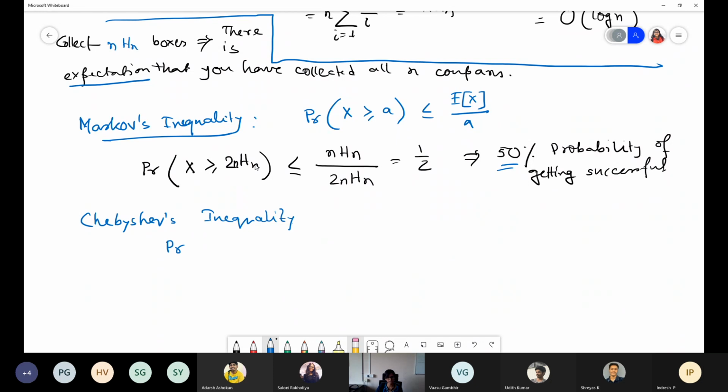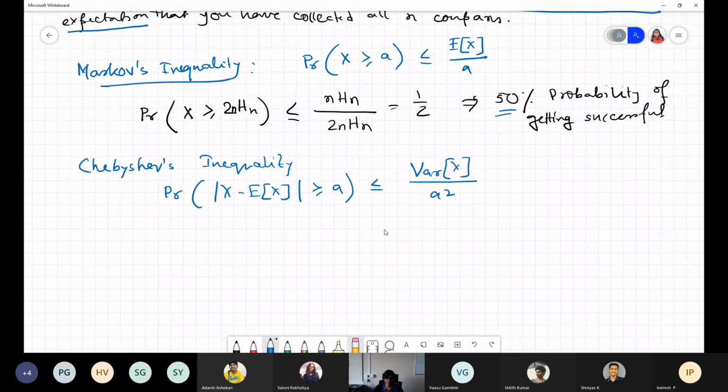What is that? Probability of |X minus E[X]| greater than or equal to a is less than or equal to variance of X by a square. Right? So this is my inequality. Now here I know the value of E[X]. This is known to me. A maybe I can take say 2 n Hn or any other constant value, depending on what I want. So now what is the variance value? That I still don't know, so I have to calculate the variance first.